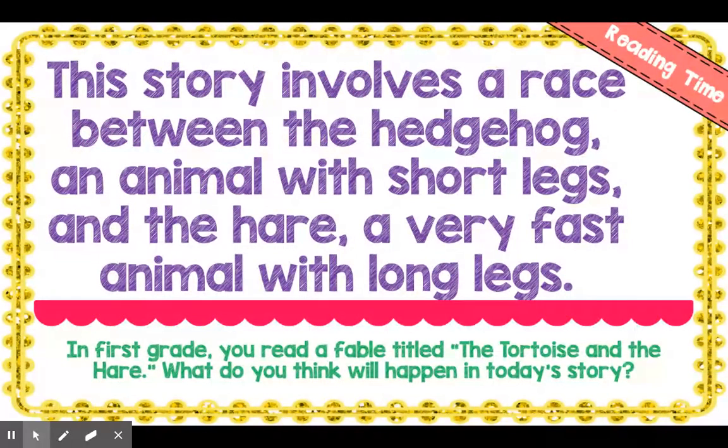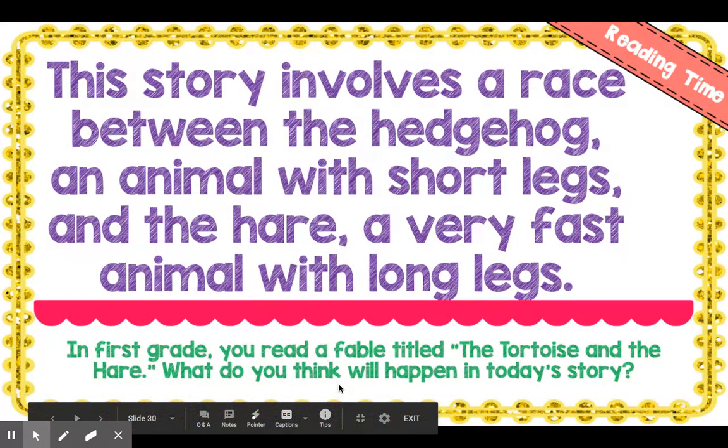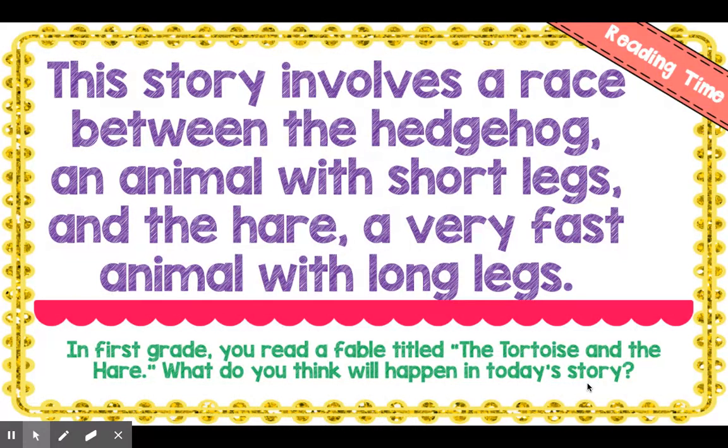This story involves a race between the hedgehog, an animal with short legs, and a hare, a very fast animal with long legs. In first grade, you read a fable called The Tortoise and the Hare. What do you think will happen in today's story? That was actually my text-to-text connection. I was thinking of the tortoise and the hare. So let's think. What do you think will happen in today's story? Well, you know it's a race between the hedgehog, who has short legs, and the hare, who has very fast, long legs. Think in your head.